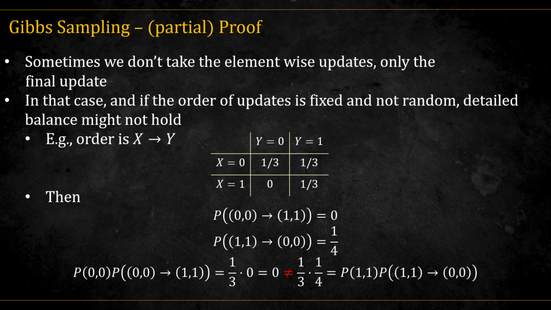If we don't take the element-wise updates, but only the final update, and the order of the updates is fixed and not random, then detailed balance might not hold. And here's an example. If the order is x and then y, and this is the joint distribution, then we can see that there's no way of moving from 0,0 to 1,1 in one sweep, since in the first move, when choosing between x equals 0 and x equals 1, we are forced to stay at x equals 0. But there is a probability of moving from 1,1 to 0,0 in one sweep, which actually is equal to 1/12. So detailed balance doesn't hold, but balance still holds.